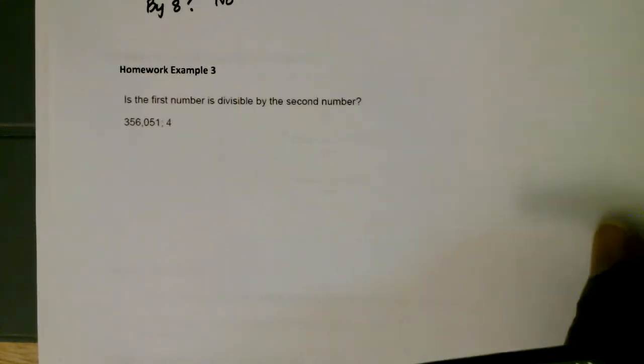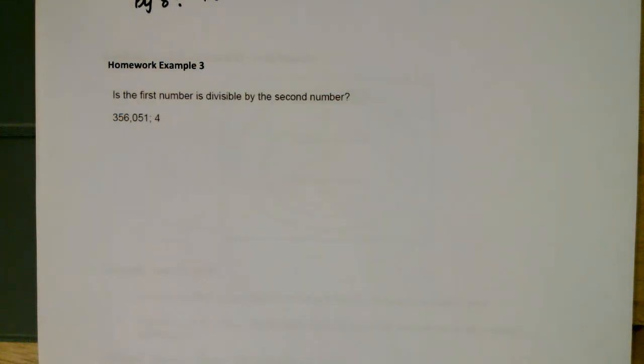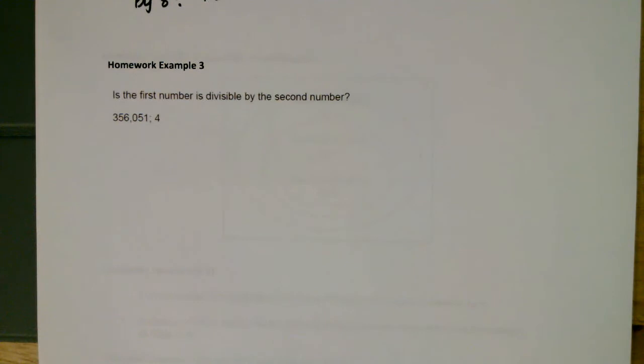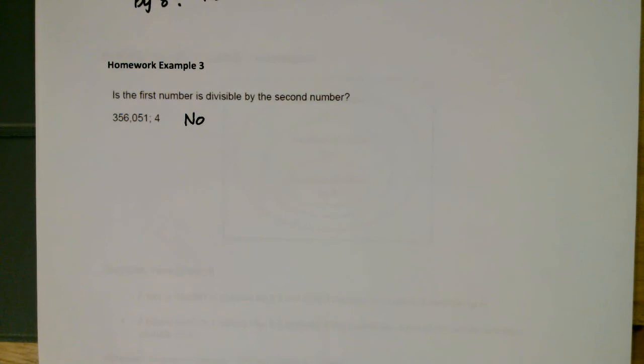All right, here's a homework example. Is the first number divisible by the second number? In this case, is 356,051 divisible by 4? Take a look at the last 2 digits. That's 51. And in this case, 51 is not divisible by 4. So that would be a no there.